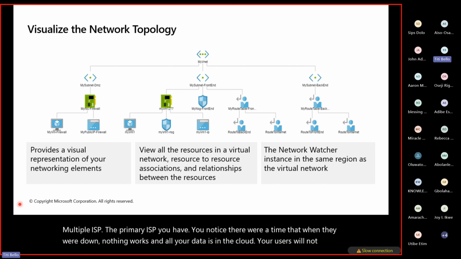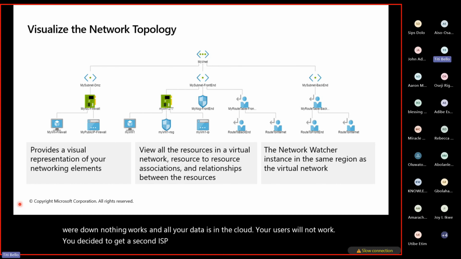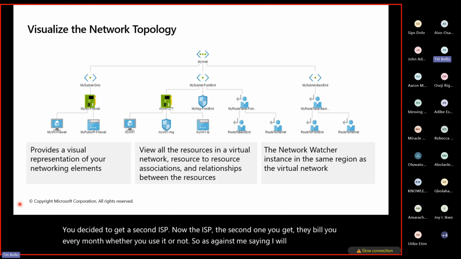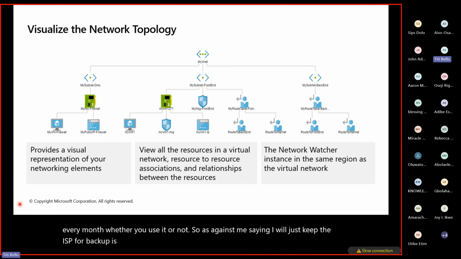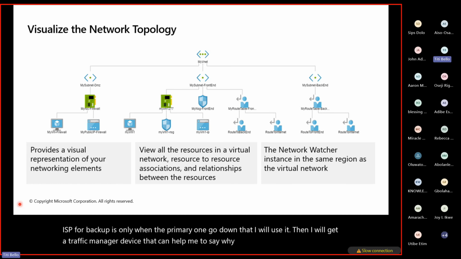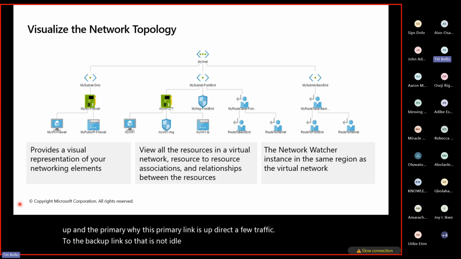You decided to get a second ISP. Now, the second one you get, they bill you every month, whether you use it or not. So as against me saying I will just keep the ISP for backup, and only when the primary one goes down will I use it, I will get a traffic manager device that can help me say, while this backup link is up and while this primary link is up, direct a few traffic to the backup link so that it's not idle, because I'm paying for it whether I use it or not. So that's the case where you will be using Traffic Manager, right?